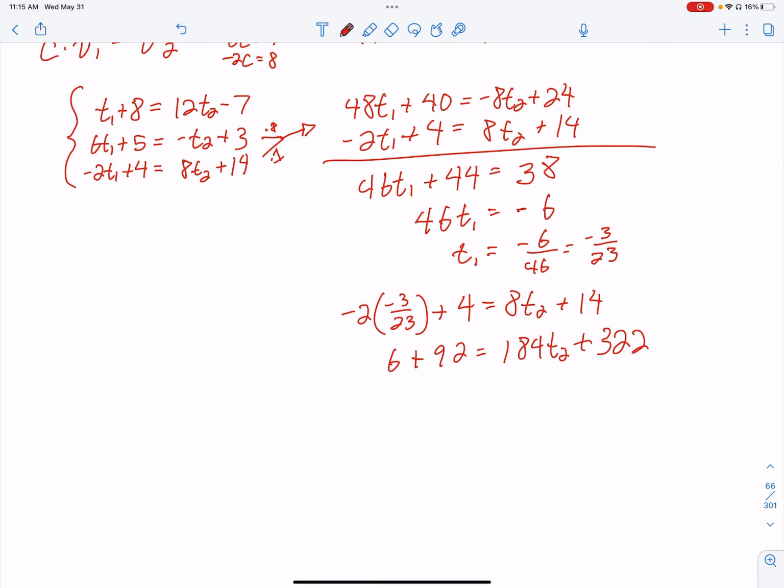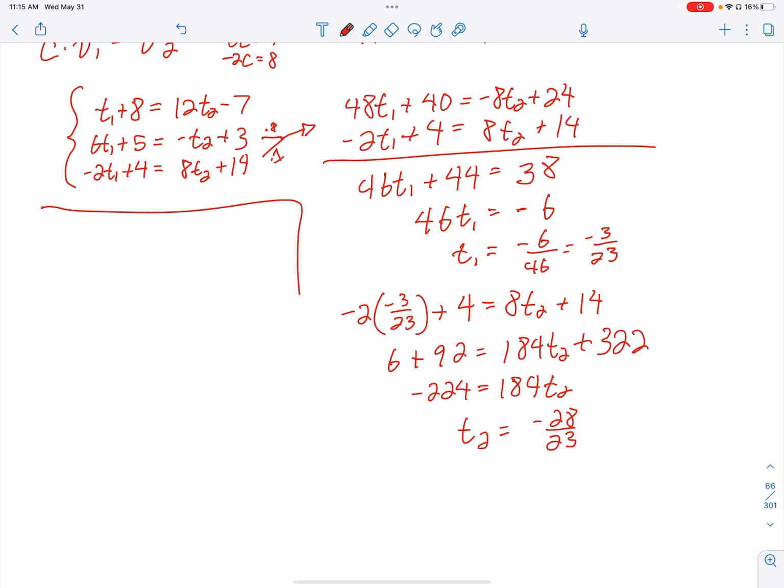6 plus 92 is 98. I'm going to subtract 322 from it. I got negative 224 equals 184t2. I'm going to divide that by 184 and get me a pretty fraction. It's t2 is negative 28 over 23. Okay, I know it's not ideal to have these numbers, but we still can do it. It's annoying, I get it.